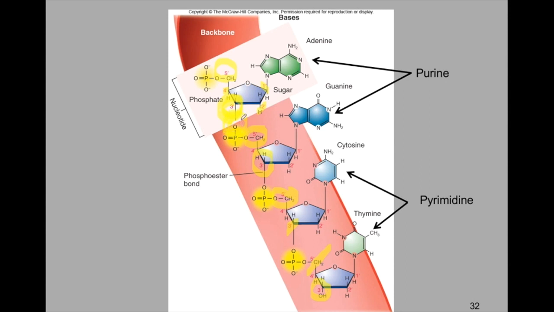Now, these bonds continue throughout the entire molecule, and they are covalent bonds. So this portion here, this red portion of the DNA molecule, is very strong. It's thousands upon thousands upon thousands of covalent bonds all stacked up on each other. And we know that covalent bonds are the strongest types of bonds, the strongest form of chemical bonds.